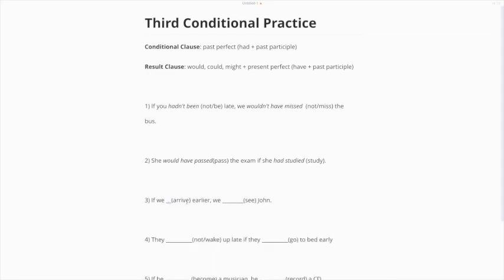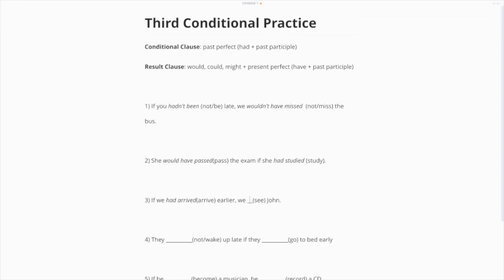Again, here we're starting with the word if, so that means we start with the conditional clause. So, again, past perfect, we start with had, and then the main verb is arrive. The past participle of arrive, because it's a regular verb, is going to be arrived with ed. If we had arrived, and that's it for the conditional clause, now let's do the result clause.